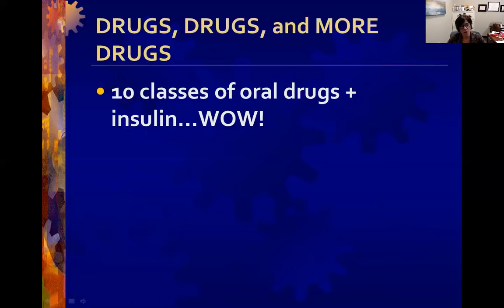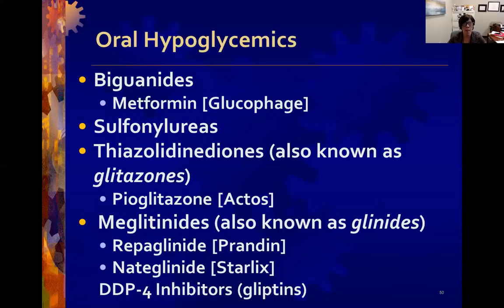Okay. Drugs, drugs, drugs, and more drugs. There's actually 10 classes of oral drugs and insulin. Wow, wow, wow. How are we going to memorize them all? Well, let's hit the key ones here. I didn't give you all 10 drugs, but again, biguanide, metformin, the only one in its class. We talked about it last year. It's the most common drug for diabetes. It's going to be seen on boards. It's going to be seen on the tests. It's going to be seen on HESI, I'm sure.